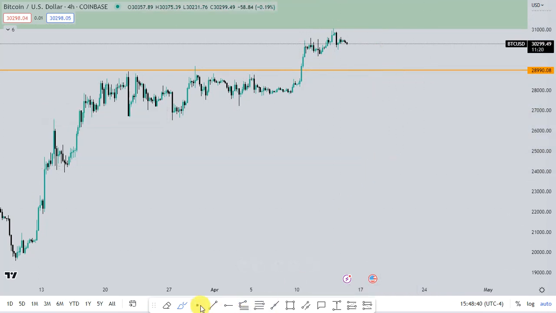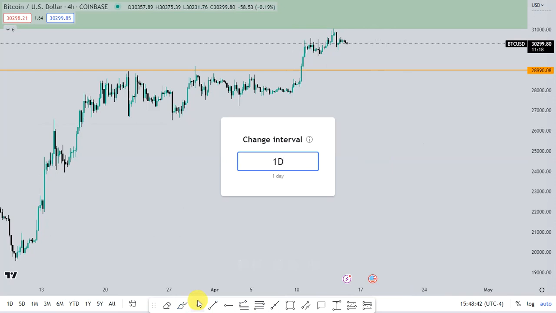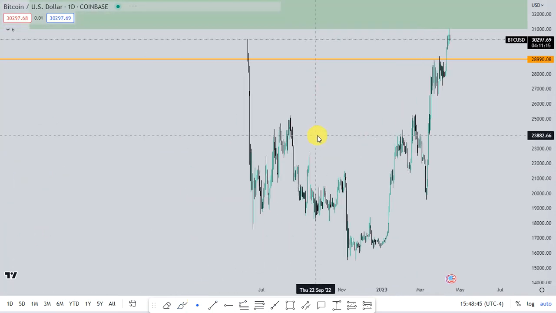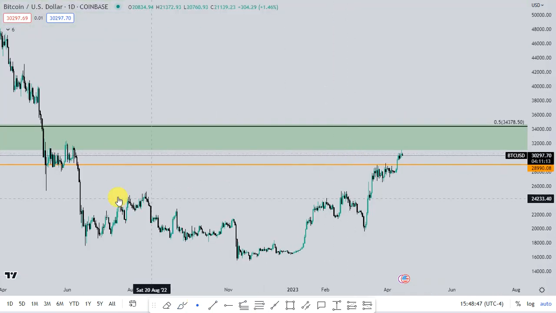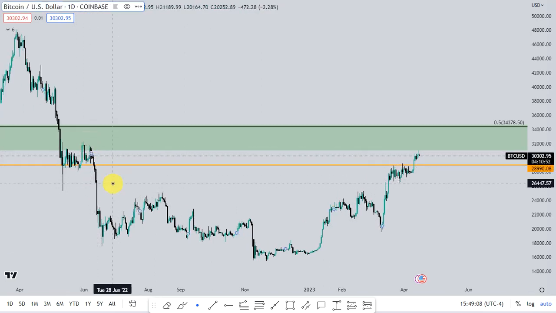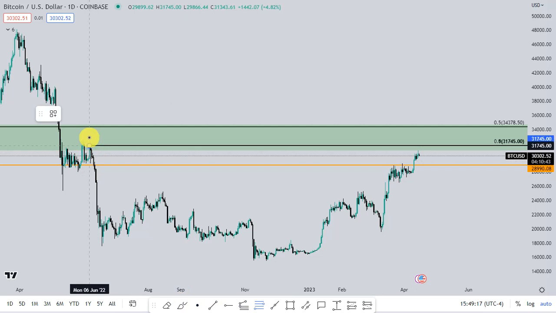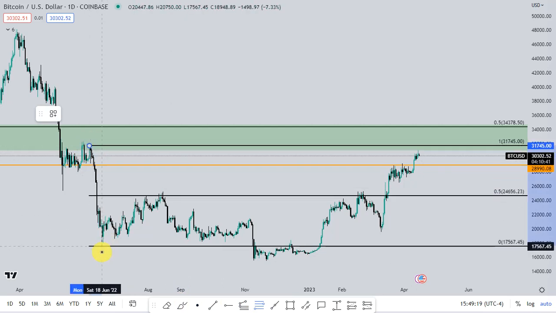So I remove this. Now we go back to the daily. In daily you can see that this down move is an essential move. Why is this move essential? Because it made some inefficiency and imbalance within its move, so it is essential. And we take the high to the low of this down leg and form a range on the daily. So this is the high and this is the low.